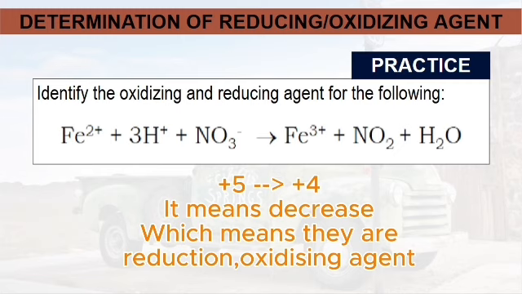Lastly, positive 5 to positive 4 means they decrease. So that means it is reduction. And reduction is the oxidizing agent.